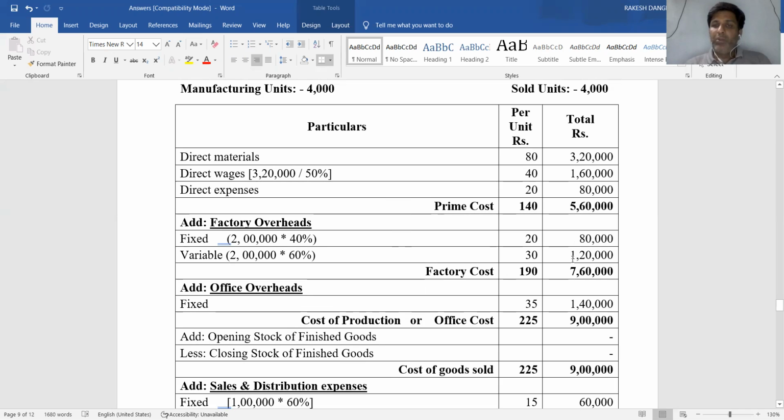Now we calculate unit wise. 80,000 divided by 4,000 units will be 20 rupees per unit. In the same way, 1,20,000 divided by 4,000 units will be 30 rupees per unit. Then factory overheads should be added into prime cost. So we get factory cost or works cost of rupees 190 unit wise, and rupees 7,60,000 in total amount.